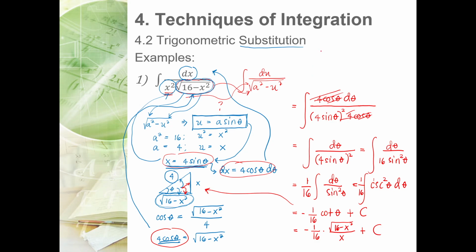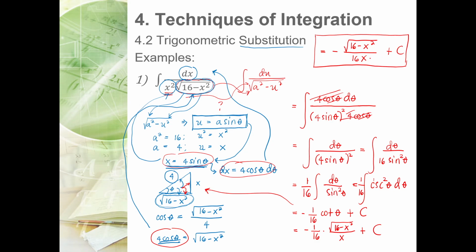So the final answer is, I'm going to write it on the upper right: negative square root of 16 minus x squared all over 16x plus c. So that's how you solve this problem.